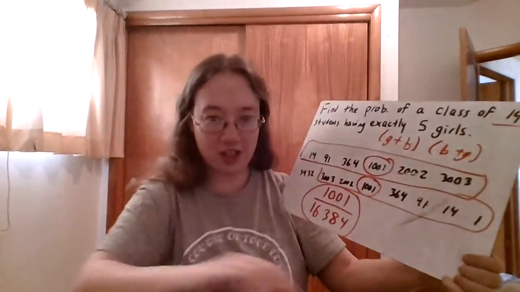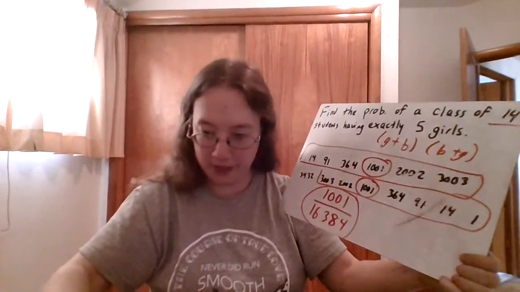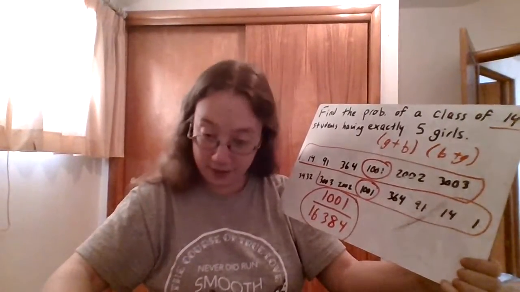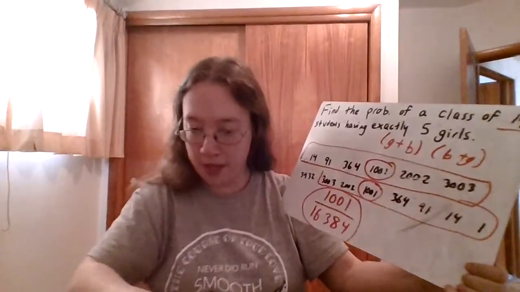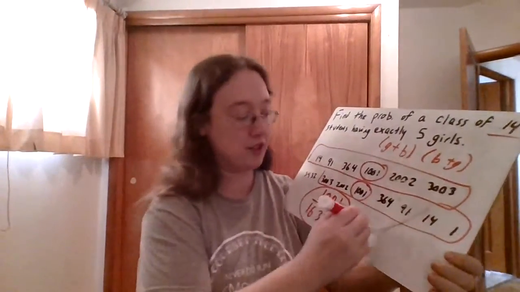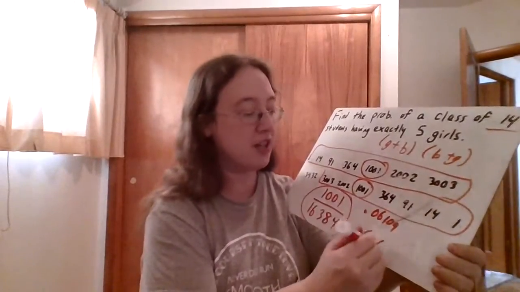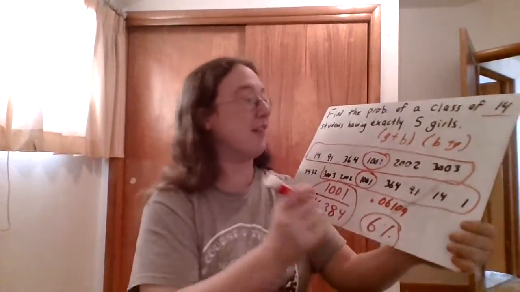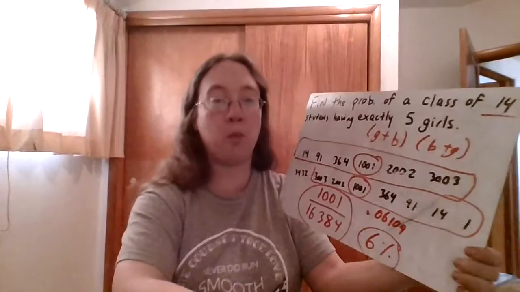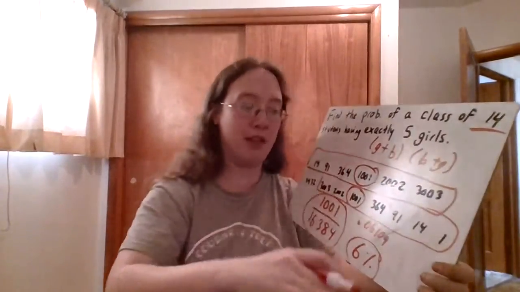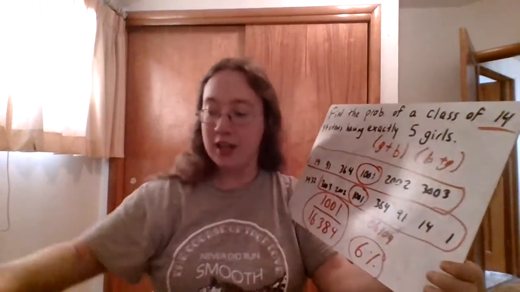I would just leave that as a fraction, because it's not going to come out to a nice decimal. But if you really, really, really like decimals, 1001 over 16,384 gives you about 0.06109, about 6%, which sounds about right, because in general, if you have 14 people, you're probably going to have more than 5 girls, because half would be 7, so that's quite a bit less than half, so a 5 and 9 split, not too likely there.